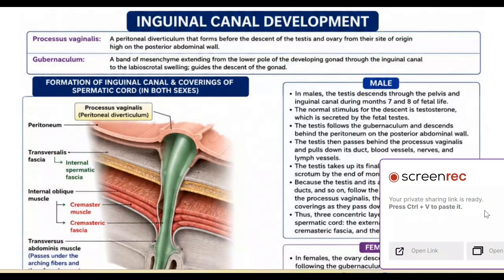Now being a medical student, before starting any topic or any concept or any process, we must first know the reason why something is happening or why the process is happening. So let's first understand why this happens.